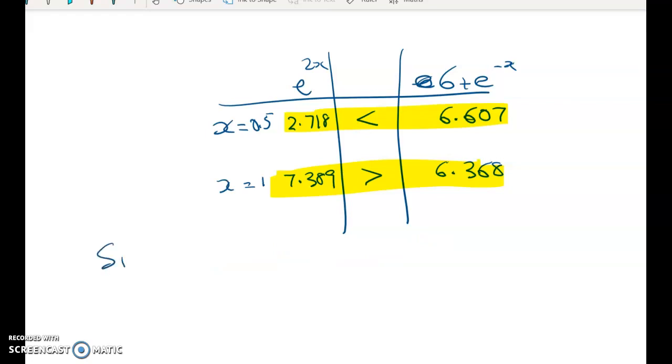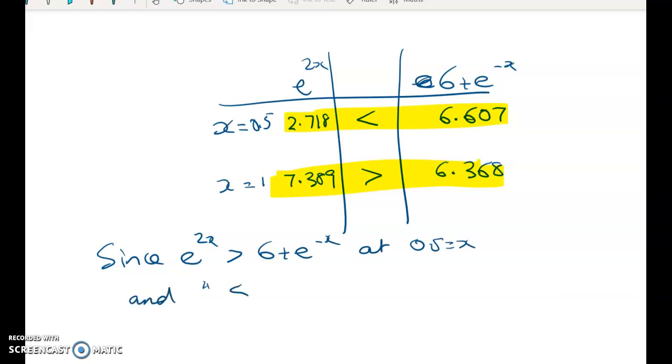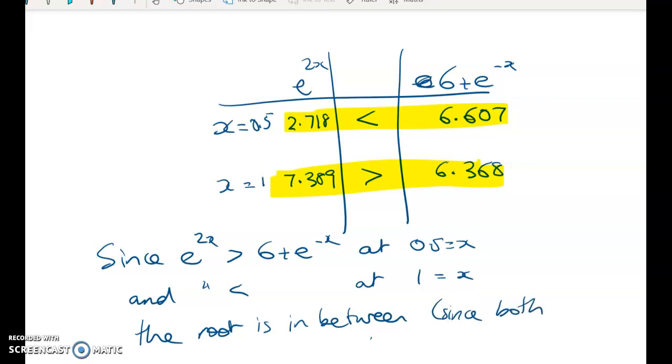So now I'm going to write this. Since e to the 2x is greater than 6 plus e to the negative x at 0.5, and I mean, you could get away with this, the root is in between, and that's because both of the functions are continuous. So that's how we know that there is at least one root in between.